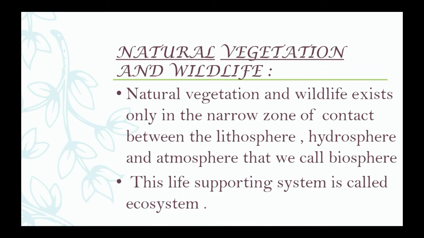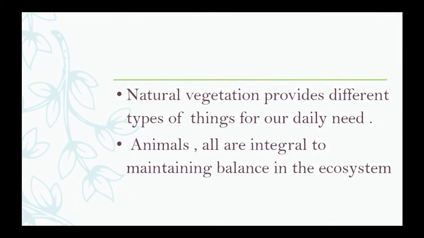Natural vegetation and wildlife. Natural vegetation and wildlife exist only in the narrow zone of contact between the lithosphere, hydrosphere, and atmosphere. The narrow contact between lithosphere, hydrosphere, and atmosphere is called the biosphere. And the life supporting system is called the ecosystem. Vegetation and wildlife are valuable resources. They provide different types of things for our daily life. Animals are all integral for maintaining the balance in the ecosystem.